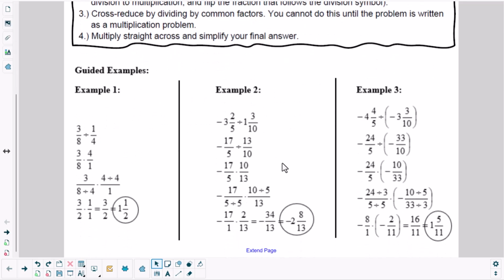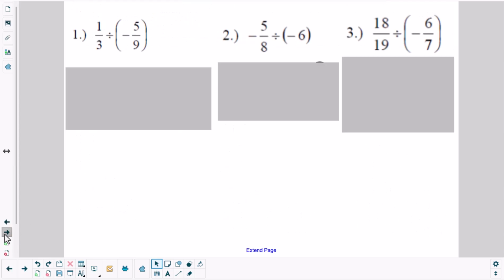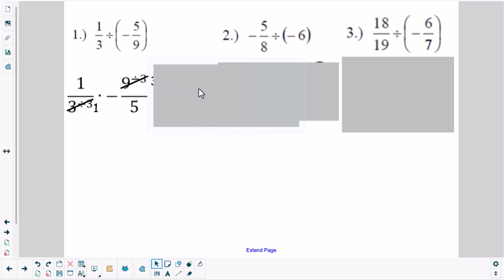So, of course, there are several examples typed up for you, but we're going to go right into our practice problems. Our first question is -1/3 divided by 5/9. So the first thing we're going to do is keep -1/3, change division to multiplication, and flip the second fraction so it becomes 9/5. Now you can see I already started to cross-reduce here.